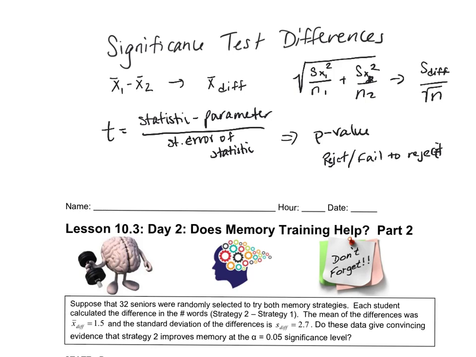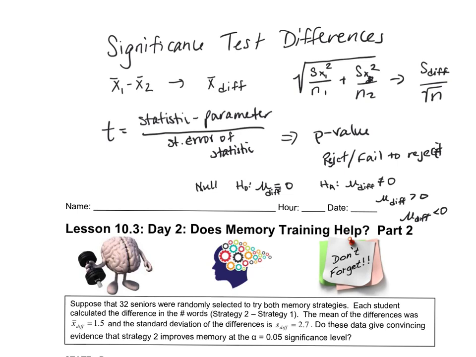And you're still going to have a null hypothesis of mu sub difference equals 0, and then you're going to have an alternative hypothesis of mu sub difference is either not equal to 0 for a two-sided, mu sub difference is greater than 0, or mu sub difference is less than 0.